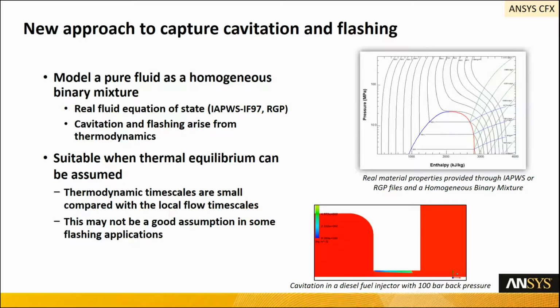And then if you perform your CFD calculation and cavitation or flashing should arise due to thermodynamics, that will automatically occur. So this is a good approximation when the timescales for thermodynamic changes are small compared with the flow timescales. If they're not, in some sort of extreme flashing events, then this approximation may not be good. You can see here an example where it is good. That's in a diesel fuel injector, where in the very narrow passage you can see the drop in density and the formation of a cavitation region.